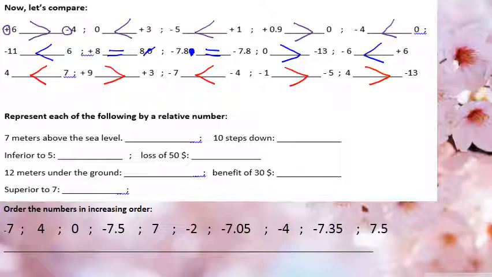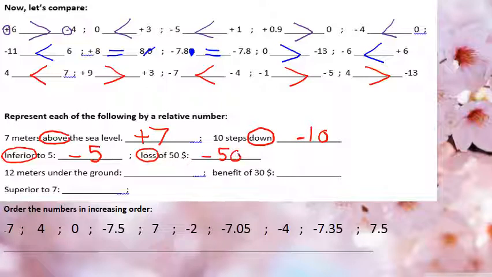Now represent the following by a relative number. 7 meters above the sea level. The word above means more than 0, so this is a positive number, plus 7. 10 steps down. Down means negative, so this is minus 10. Inferior to 5. Inferior means below 5, so it is minus 5. Loss of $50. Loss means we lose. This is negative, so minus 50.